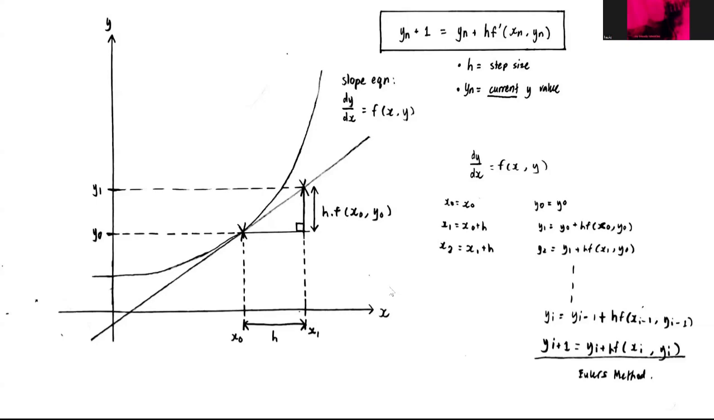The red straight line segments are Euler's approximations. The smooth curve represents the true solution. The smaller the step size is, the more accurate the approximation becomes.